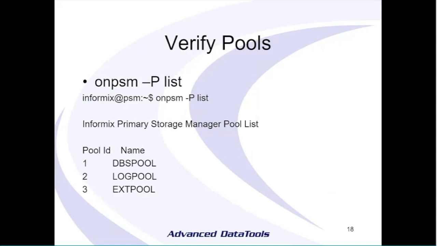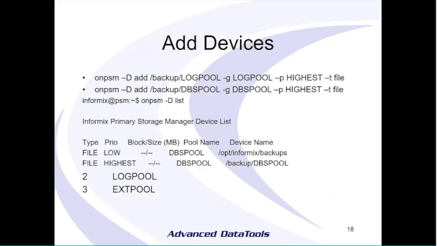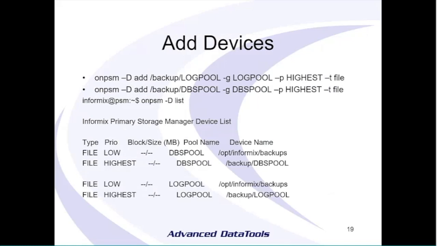So next thing is to add devices to the pools. We use onpsm -D, which is our devices, and we tell it to add because we're adding a new device, and then we give it the path, followed by -g, which tells it what pool to go into, and then -p, where we tell it the priority, and then -t to tell it which is the type, and we tell it file.